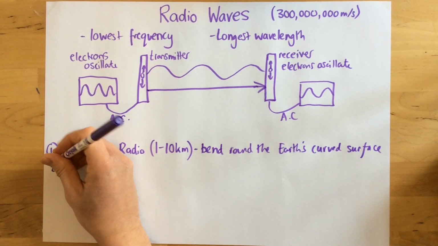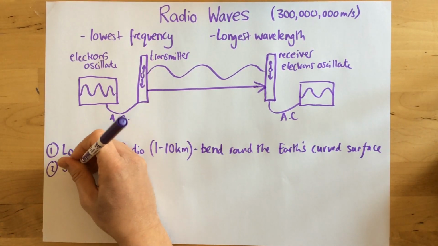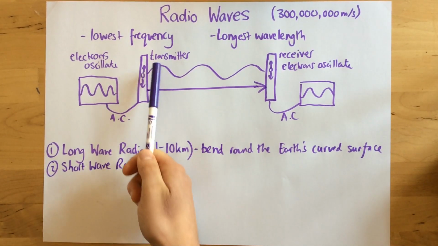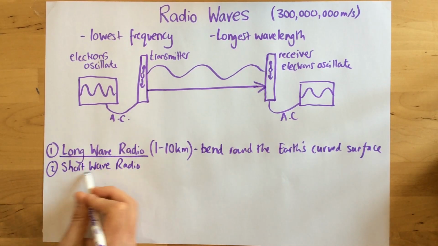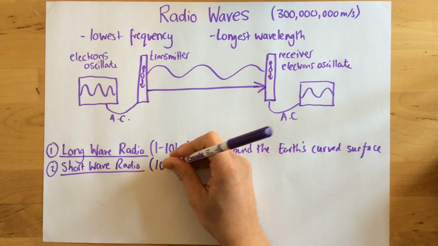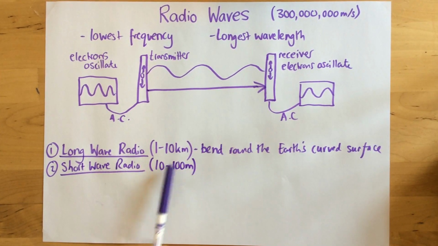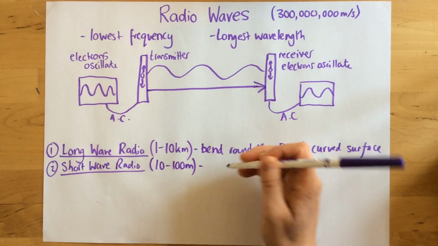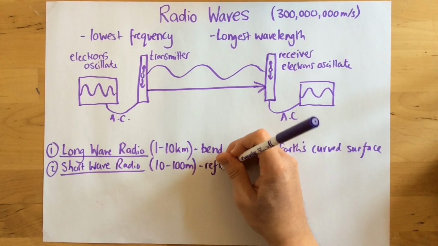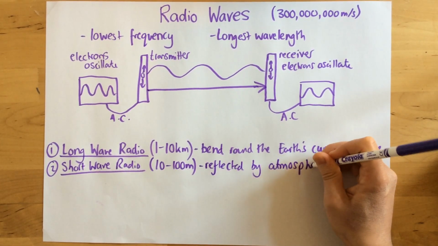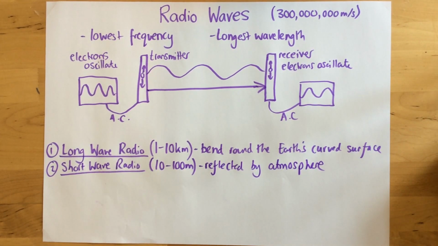We also have shortwave radio. So again, the radio waves are made in the exact same way, but only this time the waves are shorter. So the wavelength is shorter, 10 to 100 meters instead of 1 to 10 kilometers. Now these again can be received a long distance from the transmitter, but for different reasons. It's because these are actually reflected by the atmosphere. So these are both dealing with really, really long distances.